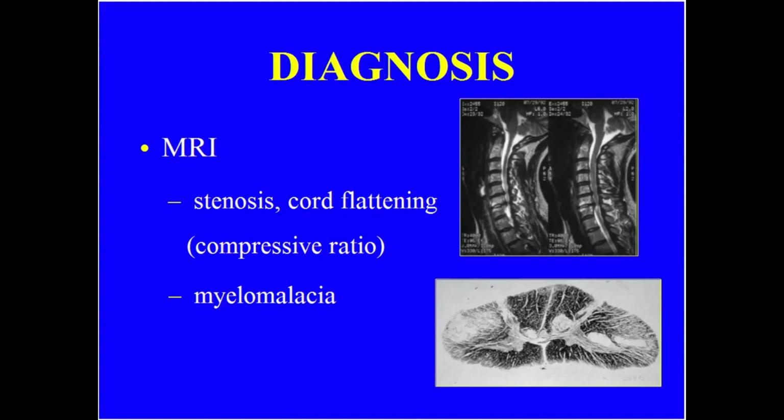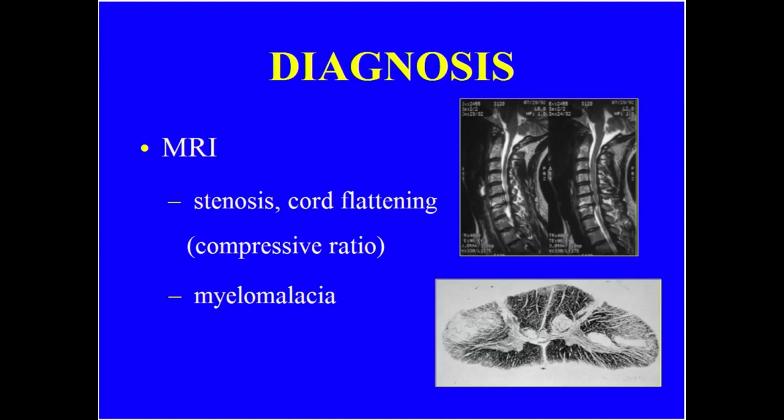That's referred to as the compressive ratio. If the ratio of this AP to lateral is less than 0.4, that's considered highly significant and has a poor prognostic ratio. Not really a measurement that's very easy to make clinically on either a post-myelo CT or an MRI scan, but it's the kind of thing that is in the literature.